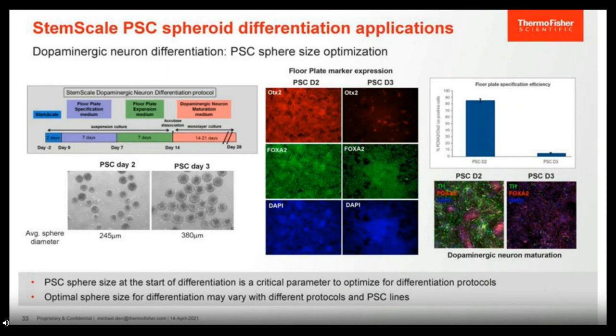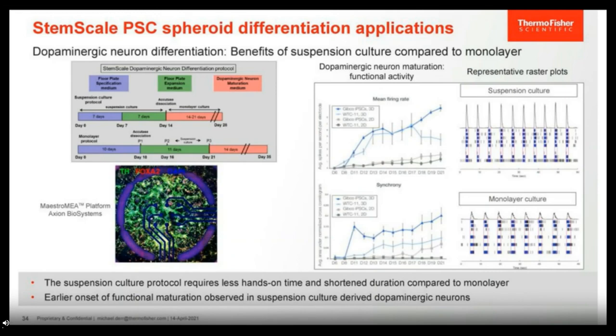And continuing on through maturation, you can also see that this resulted in significantly lower TH-expressing FOXA2 positive midbrain neurons. So PSC sphere size at the start of differentiation is a critical parameter to optimize for differentiation protocols. And this was just an example for this one, but optimal sphere size for differentiation may vary with different protocols as well as different PSC lines. And I will show you some examples of that as well in the coming slides.